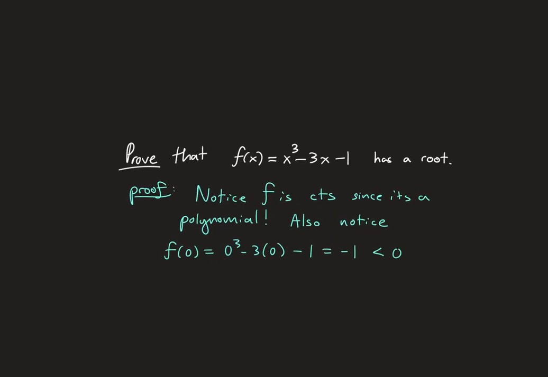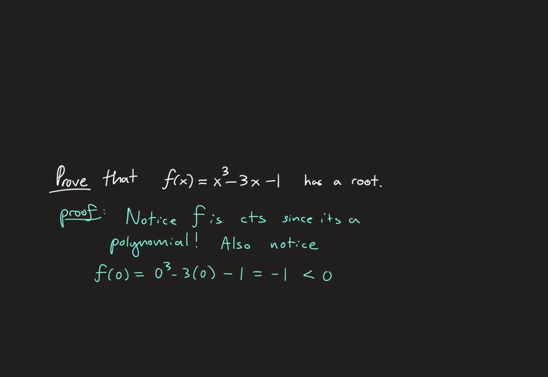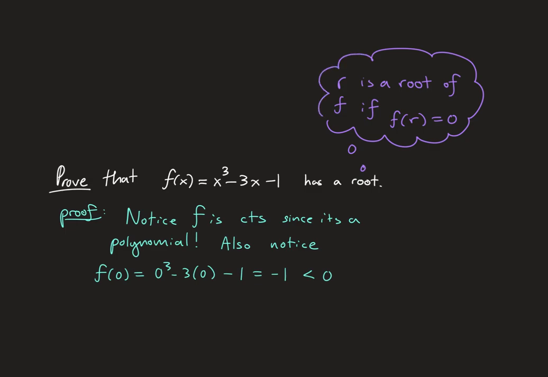By the way, let me remind you what a root is. R is a root of f if and only if f evaluated at R is equal to 0. That's what root means. So a root is an x value that makes the function 0. In this type of question, root is simply a synonym for x-intercept. So what this question is literally asking is, does f have an x-intercept? Does it ever cross the x-axis?